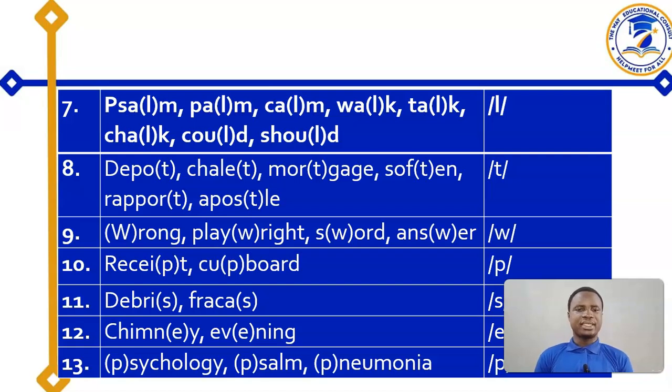Look at where P is silent, as in receipt. P is silent there. You don't pronounce the P. You don't say receipt with the P. Look at this one, cupboard too. Cupboard. These examples have been given. And then this one, debris. And fracas. So you have the S silent in this one.